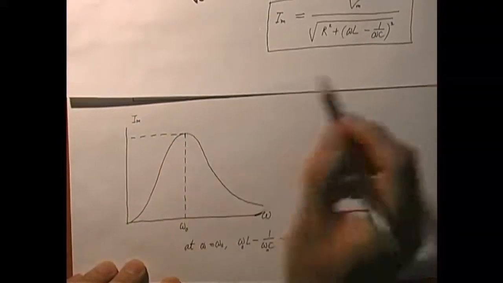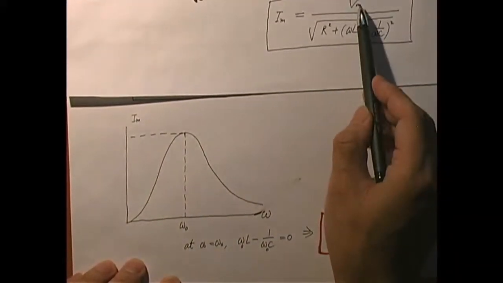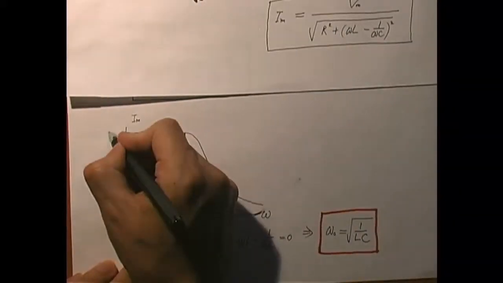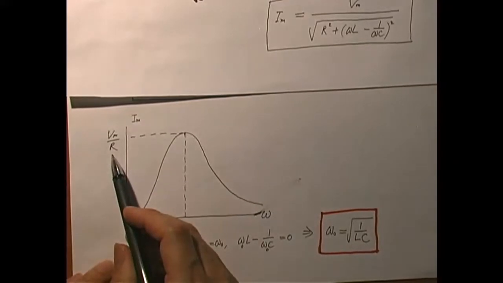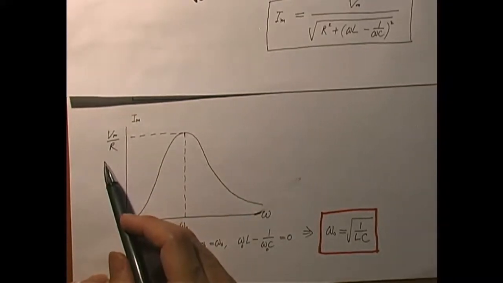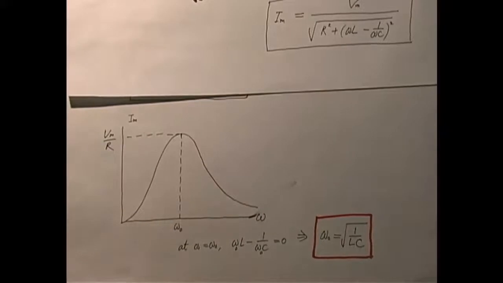What is that peak value equal to, by the way? This term is already equal to 0. So V maximum over the square root of R squared is simply V maximum over R. That sounds really simple. What is that? That would be the amplitude of the current if there were no L and no C at all. V maximum equals I maximum times R, and that's how you get I maximum. So it appears that at that frequency, it's as if the resistor is the only element in the circuit, while the inductor and the capacitor somehow disappear from view.